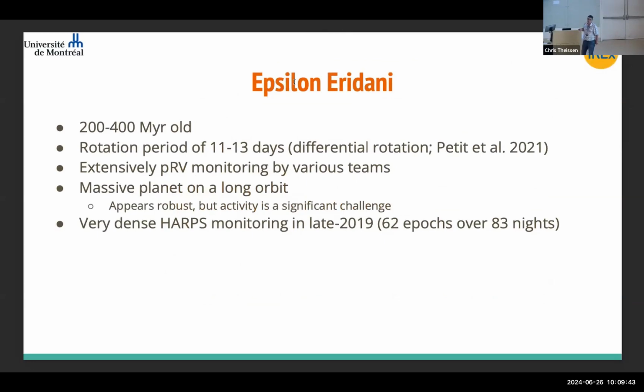So Epsilon Eridani, it's an object that's about half a gigayear old. It has a rotation period with differential rotation. It will be important later. It has a massive planet on a long orbit. It's convincing. I don't want to offend anyone, but its values vary between papers, which is always not a good sign. But anyway, it had a very dense HARPS monitoring in late 2019. So nearly, not quite, but nearly 1 observation a night over 80 days.